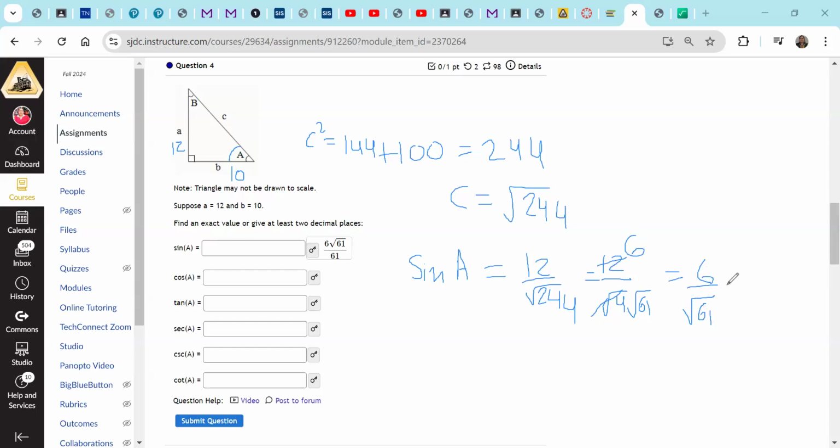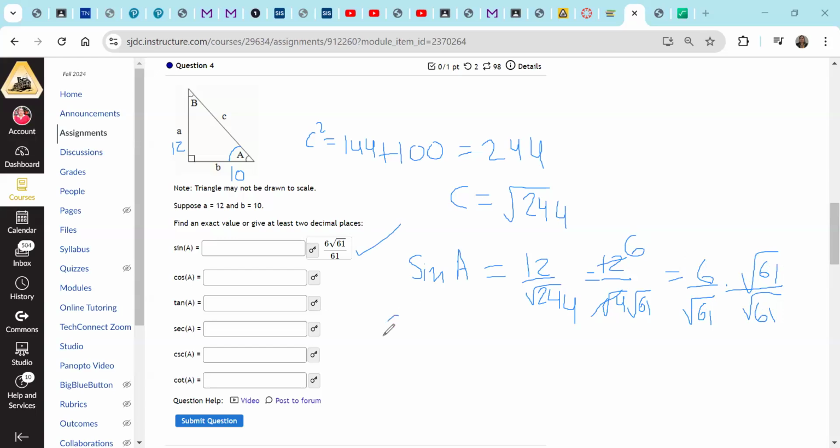Then you multiply with square root of 61 on the top and square root of 61 at the bottom to rationalize. So that will be 6 square root 61 over 61.